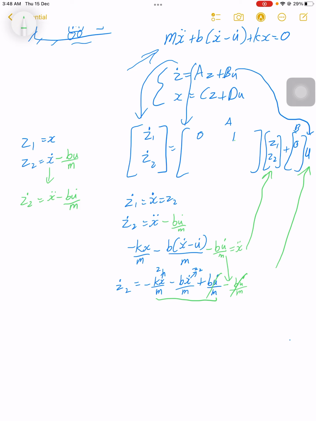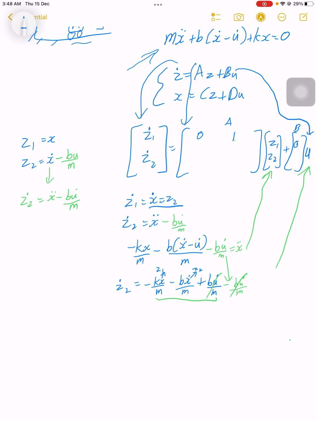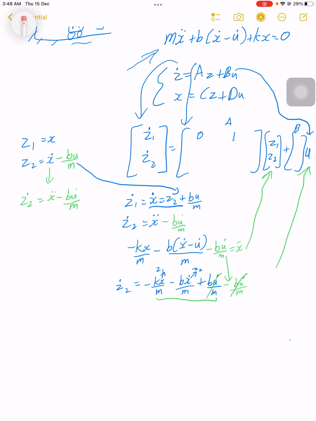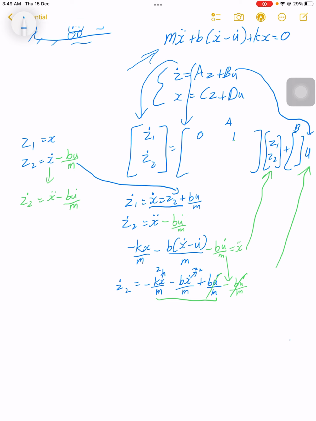However, because you changed z2, remember that here, when we said x dot equals z2, that is no longer the case. And now x dot is actually equal to z2 plus b u over m, if you rearrange this. And therefore, the entries we put in the matrices are gonna change. So initially where we said we have 0u, we now have b over m u.